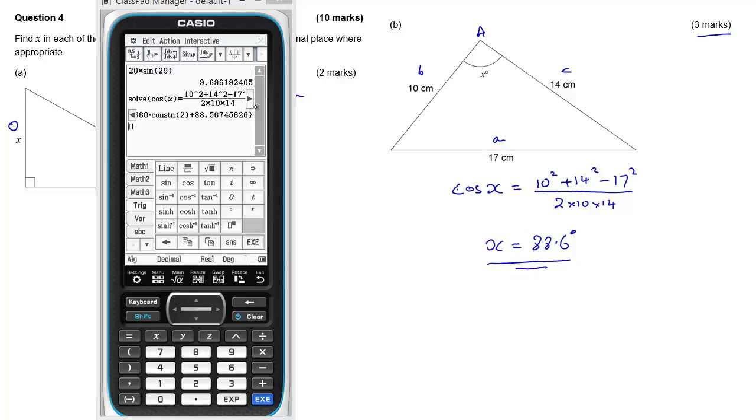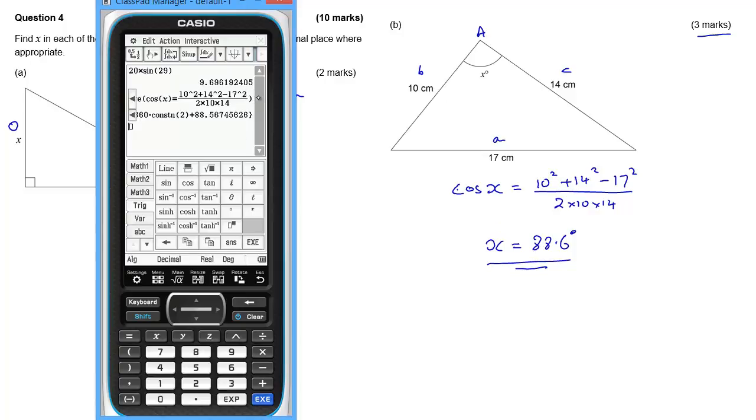Now remember, you can force it not to give those funny answers by going in here, and we know that we're working in a triangle, so we just say given that our angle, which we called x, was between 0 and 180. If we execute on that, we just get the one answer.